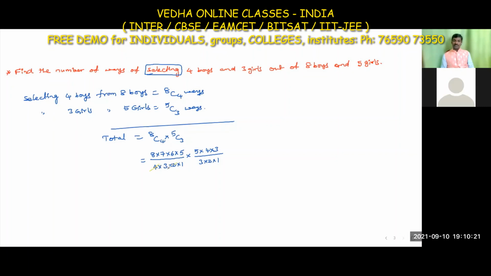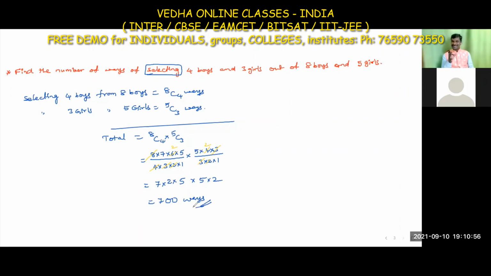4 2s are 8, 8 cancels. 3 1s are 3, 2 3s are 6. Then 3 and 3 cancel, and 2 1s are 2, 2 2s are 4. Whatever remains, write it now: 7, 2 and 5 in the first term, and in the next one 5 and 2. 2 5s are 10, 5 2s are 10. 10 into 10 is 100. 100 into 7 is 700. 700 ways are possible.